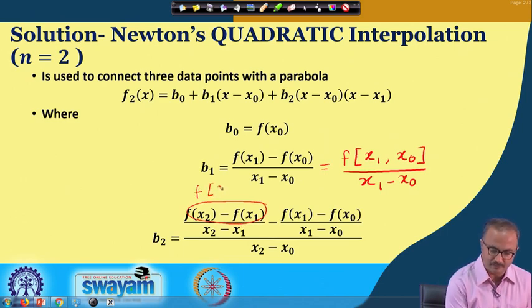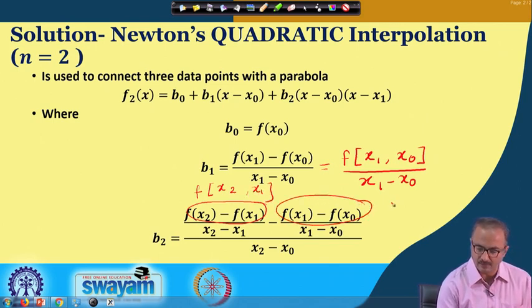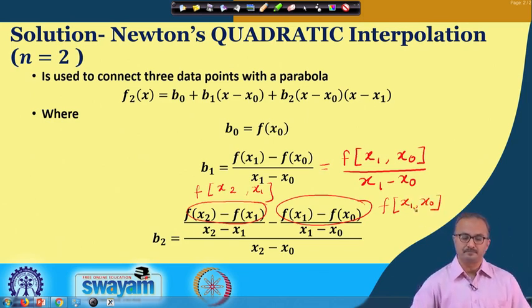f[x2, x1], and this is f[x1, x0]. So you are able to get these values.